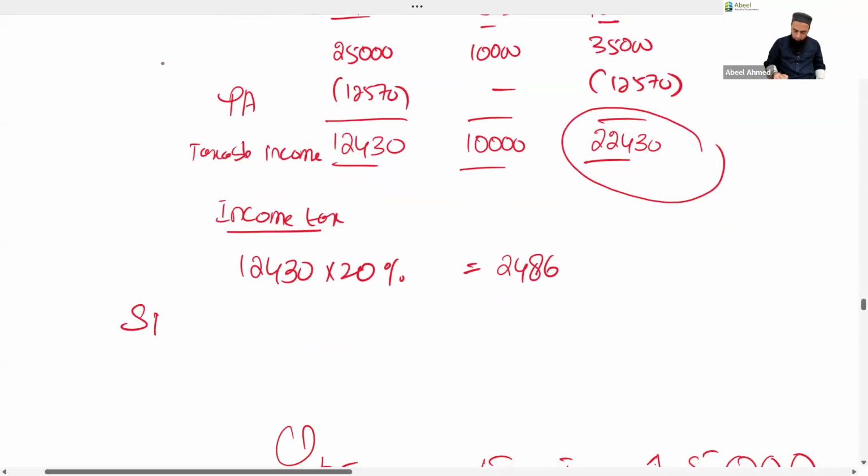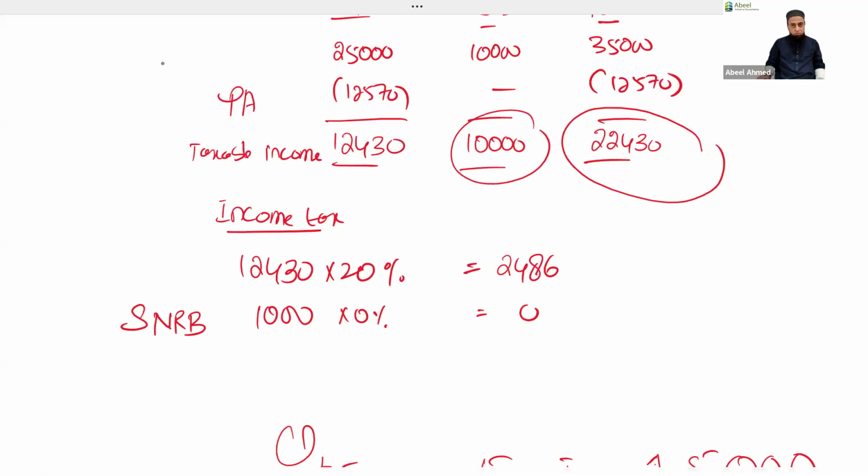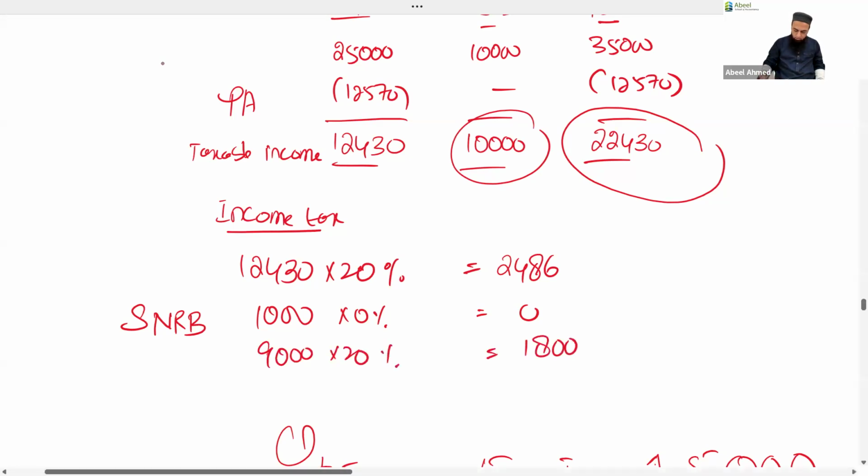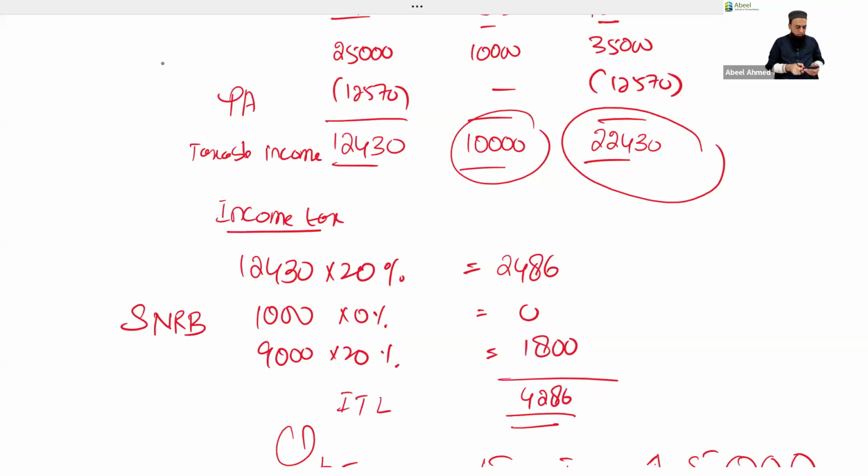So saving nil rate band £1,000, 0% is 0. Out of this 10,000 we have taken the nil rate band, remaining is 9,000. The entire remaining actually falls in the basic rate band because this individual's total income is even less than 37,700. So 9,000 into 20%, 1,800. So here comes your income tax liability, 2,486 plus 1,800. I'm getting income tax liability 4,286.